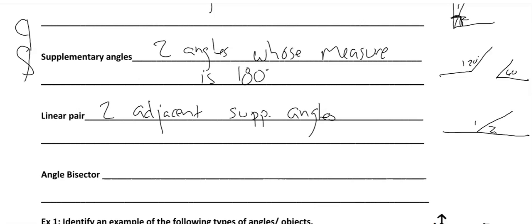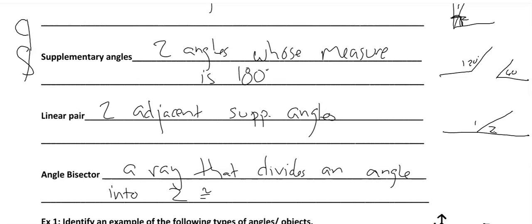An angle bisector is going to be a ray that divides an angle into two congruent angles. So if you had this angle right here, if I went over and made a ray coming off that split it up into two congruent angles, then this ray would be called an angle bisector. Okay, so it's important for you guys to know those definitions. You might be tested on them word for word.